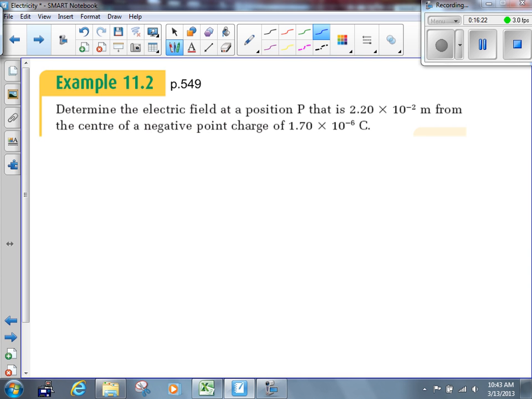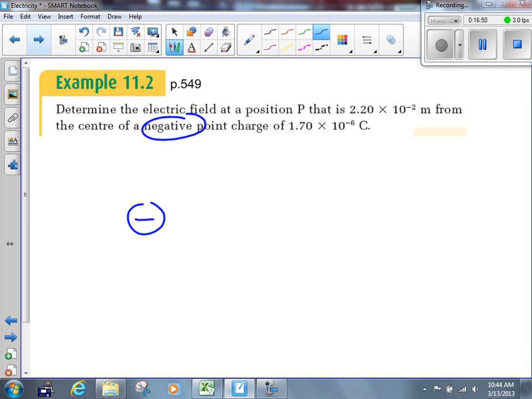All right, let's take a look at another one here, 11.2 on 549. This one says, determine the electric field at position P that is 2.2 times 10 to the negative 2 meters away from the center of a negative point charge, 1.7 times 10 to the minus 6 coulombs. It's a negative charge. That's important because that's not going to help us with the equation, but it is going to help us with the direction of the electric field. Let's draw it.